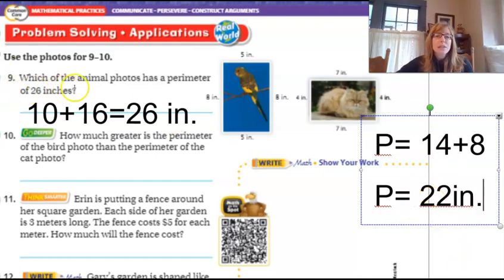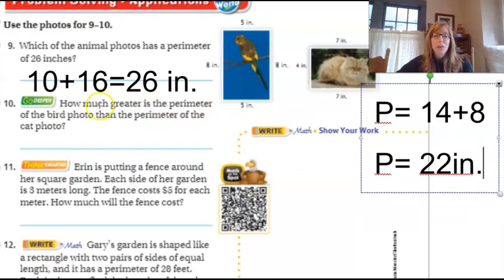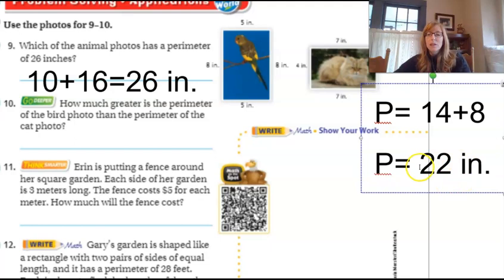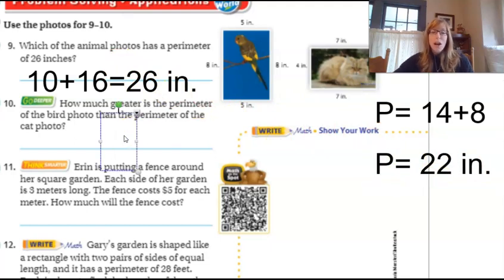Well, it says which of the animal photos has a perimeter of 26? Okay, so 26 was the first one with the bird. How much greater is the perimeter of the bird photo than the cat photo? So now we're going to compare. We're looking at 22 and 26, and what is the difference between 26 and 22? And you are correct, that would be 4 inches.